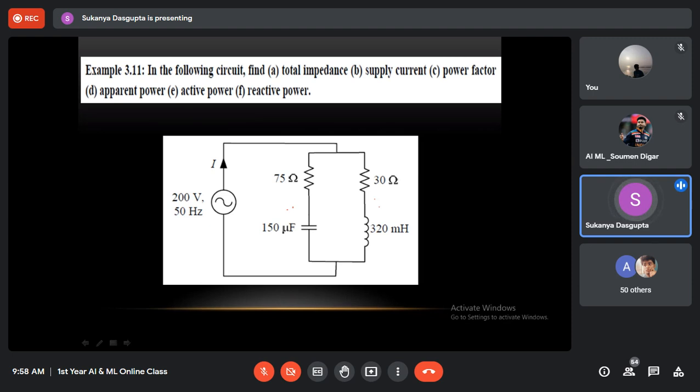Now what is XC? How do you calculate XC? It is 1 by omega C, and omega is 2 pi f, where f is 50 hertz. And what is XL? XL is omega L, which is 2 pi fL. So quickly calculate the total impedance and the supply current.